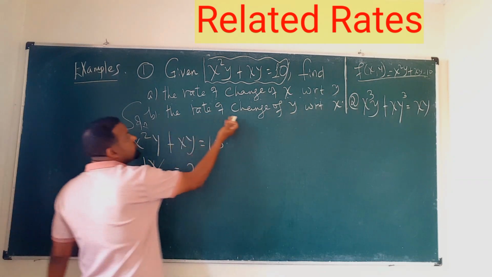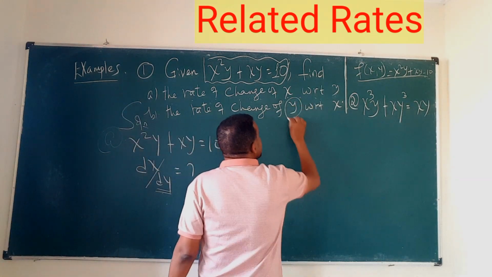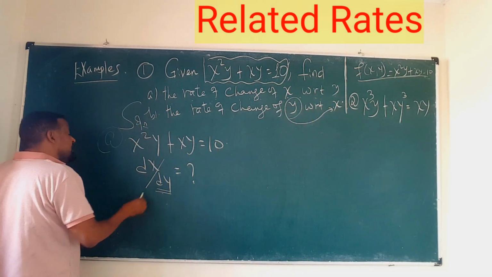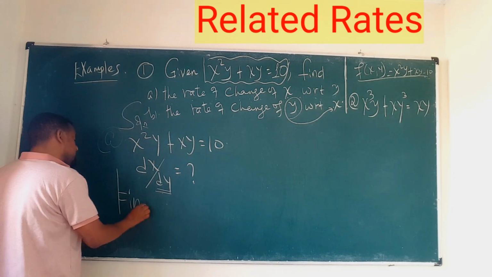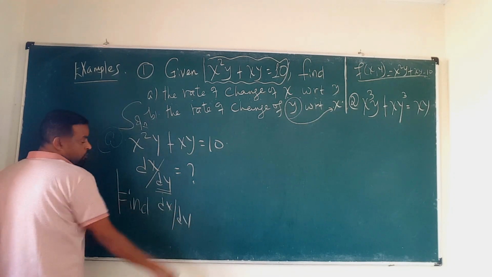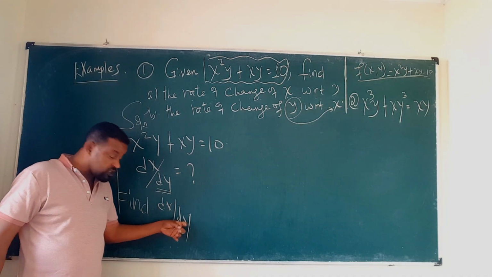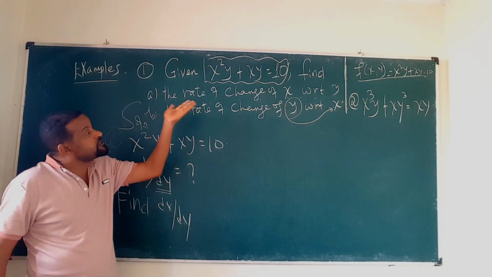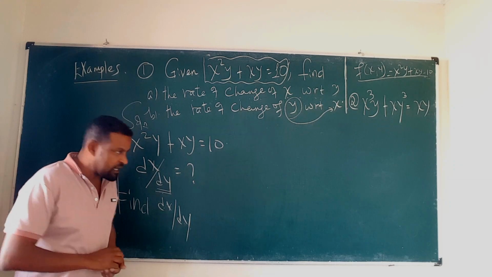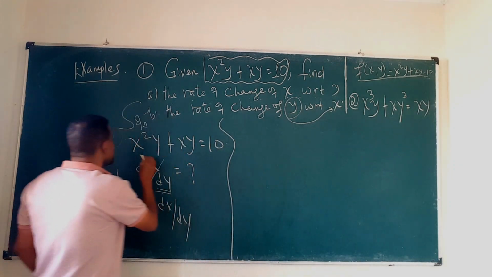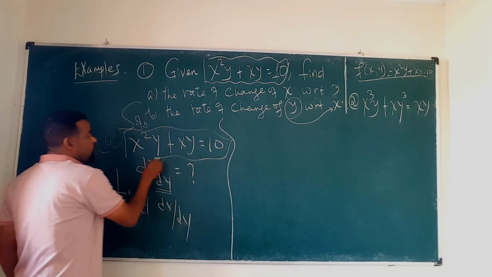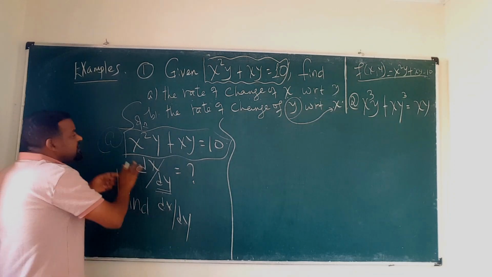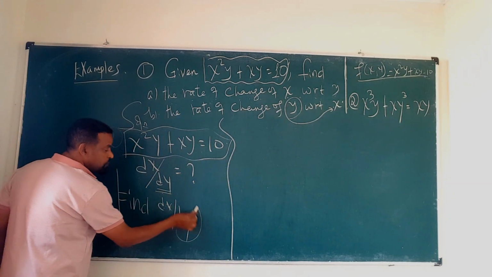And the second one, the rate of change of y with respect to x. Sometimes it may be asked as find dx by dy, which means the rate of change of x with respect to y. So what you are going to do is, from the given situation x squared y plus xy is equal to 10, you just take the derivative of the whole expression with respect to y.